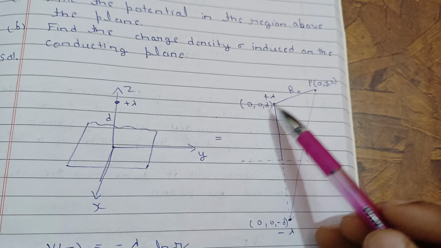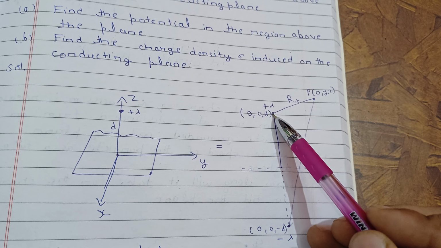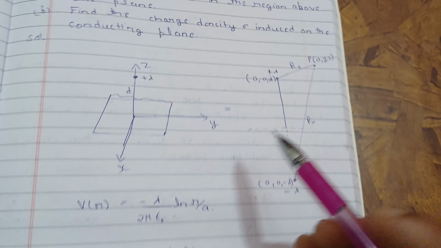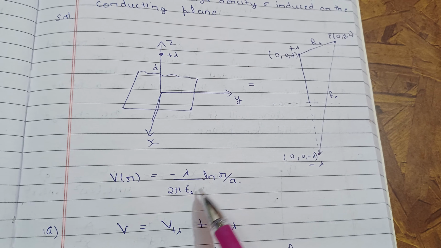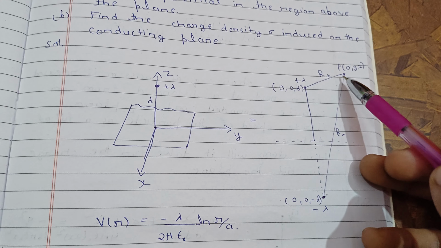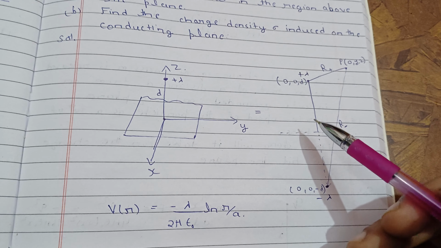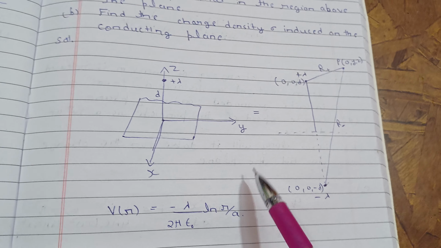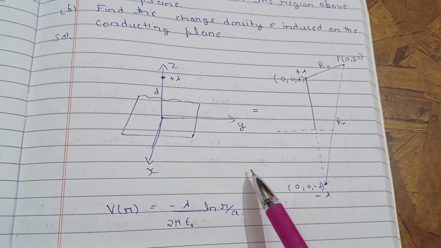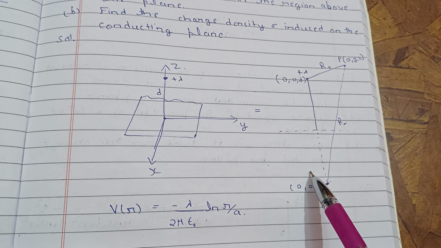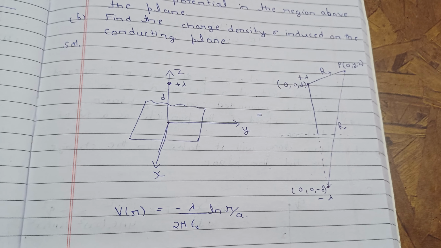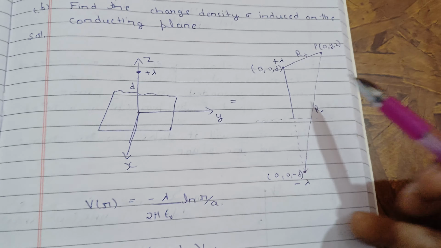So simply we will use the formula for the potential due to an infinitely long wire. We already derived this: V equals minus lambda by 2 pi epsilon log r by a, where r is the distance of that point from the wire, and a is some arbitrary constant, a reference point. Like you have a straight wire and you have to find the potential at a point r distance apart. The work done required to bring a unit charge from any point a to this point r, so that a is the reference point. That is your potential at this point.